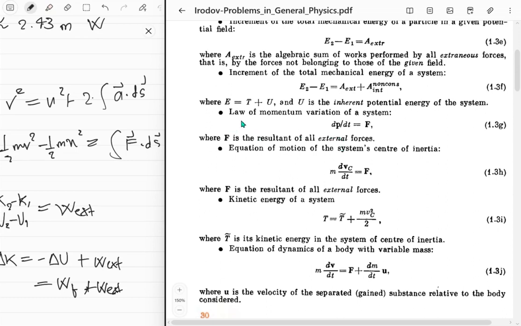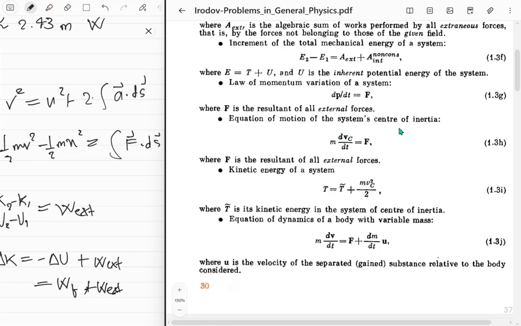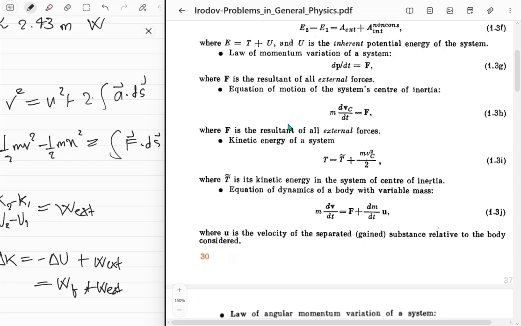Law of momentum variation of a system. Isn't that just the definition of force? What are they talking about? Why are they giving it right now? It should have been a laws of motion. Equation of motion of the system center of inertia. So yeah, this is actually very obvious, right?